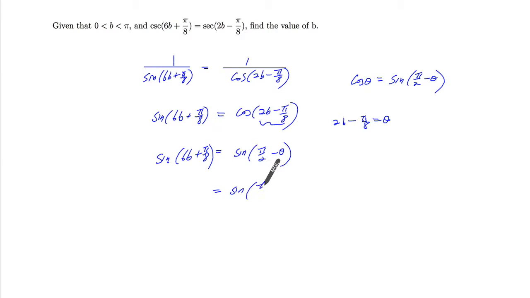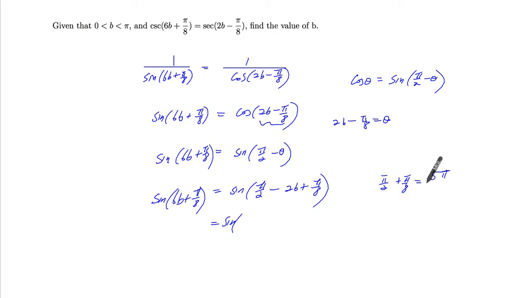Which is sine of pi over 2. Let's replace it back with this. So 2b plus pi over 8. Okay, let's simplify this a bit. This is pi over 2 plus pi over 8 is 5 pi over 8, right? 5 pi over 8. So 5 pi over 8 minus 2b.